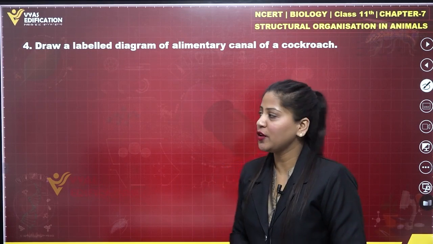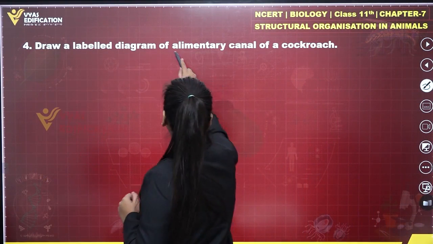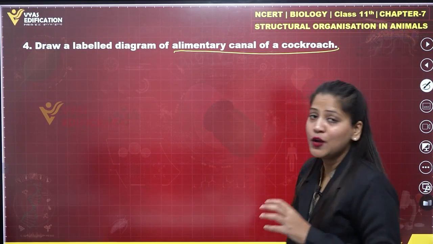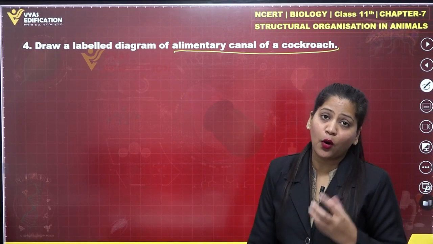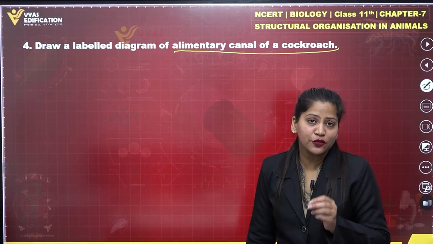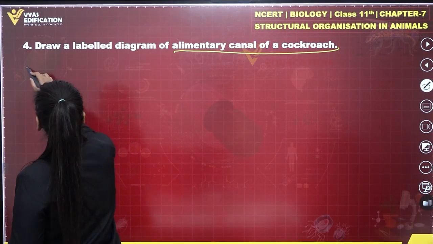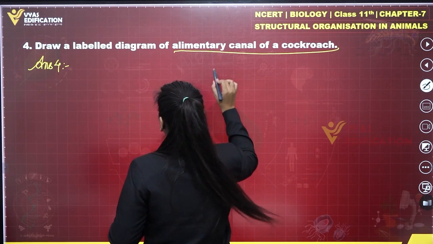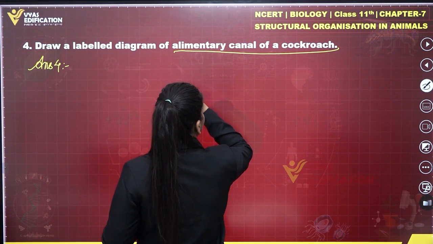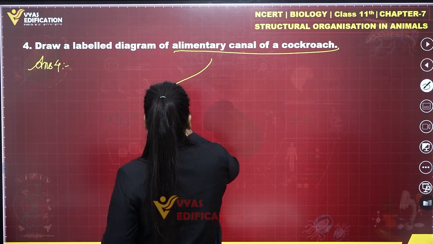So let's talk about question number 4, and in this question also we have to draw a labeled diagram of the alimentary canal of cockroach. So now we have to make a labeled diagram of the alimentary canal of the cockroach. So let's start with this. Answer number 4, and now we are going to make a diagram for the alimentary canal of the cockroach, which will start like this.